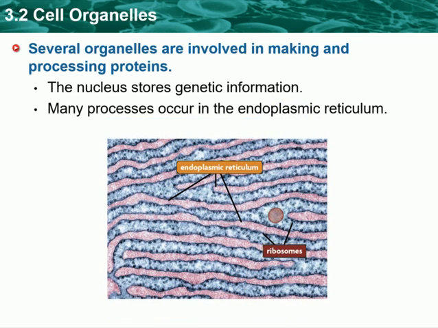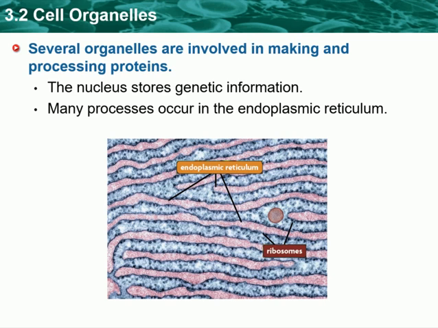A large part of the cytoplasm of most eukaryotic cells is filled by the endoplasmic reticulum, which is shown on the screen here. The endoplasmic reticulum, or the ER, is an interconnected network of thin folded membranes. The composition is very similar to that of the cell membrane and nuclear membranes. The ER membranes form a maze of enclosed spaces. The interior of this maze is called the lumen.